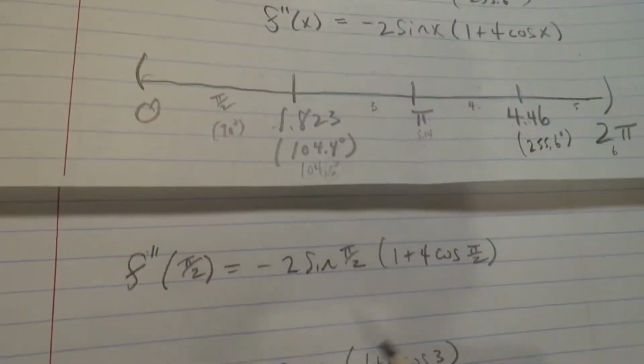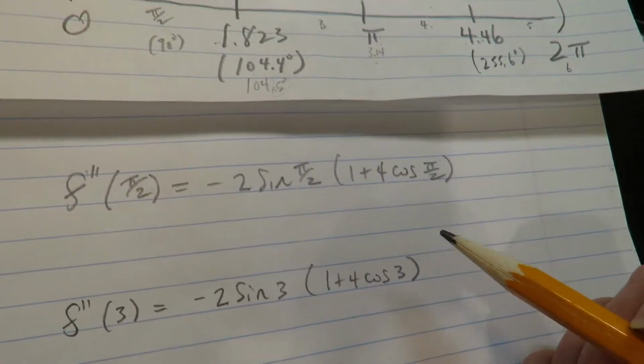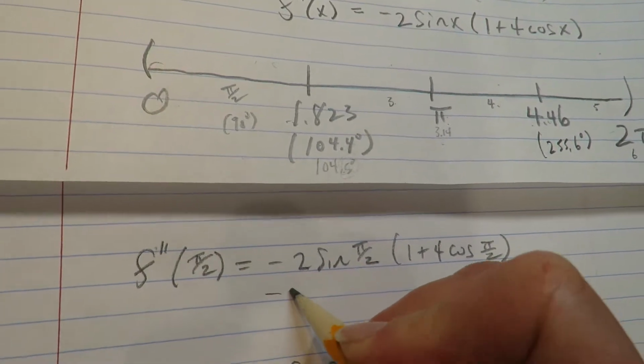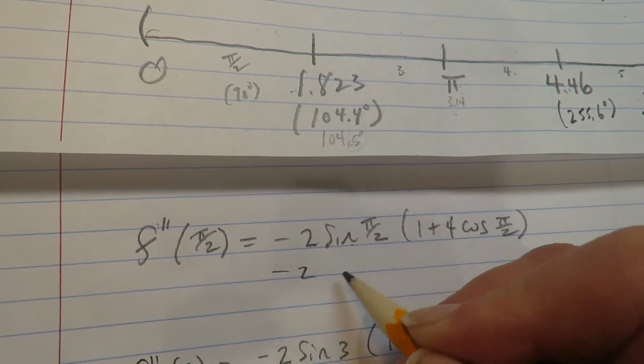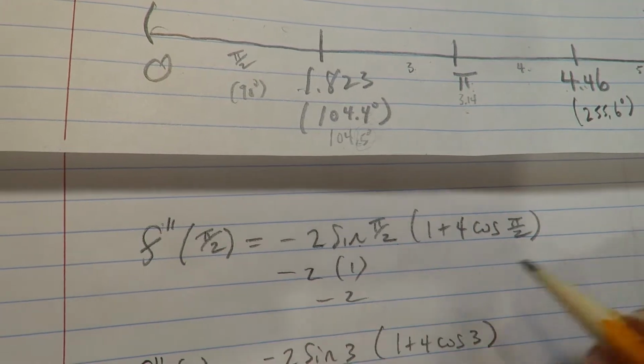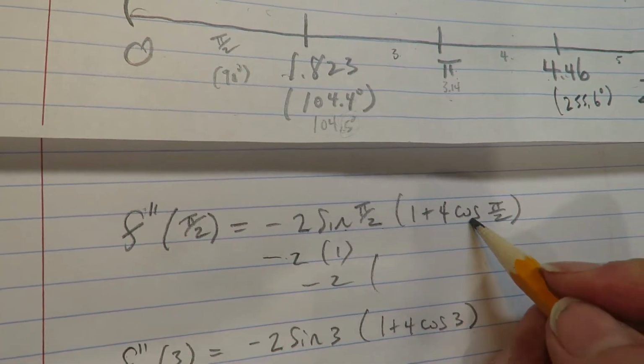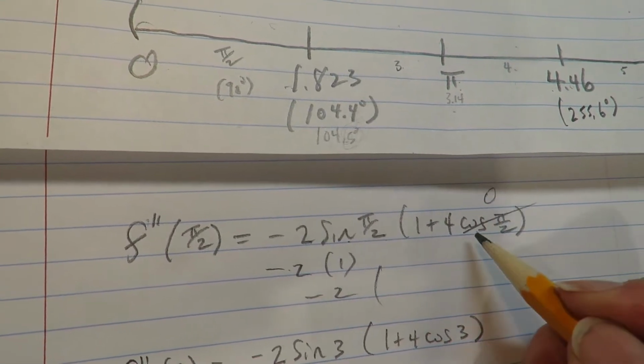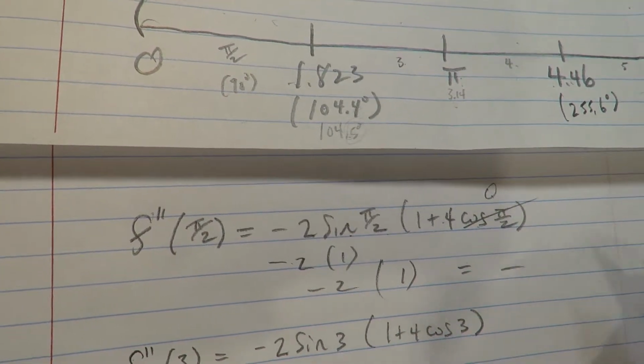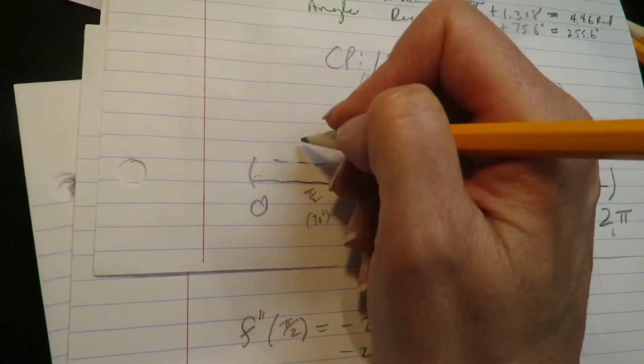I'm going to plug it into the second derivative. And let's see how this goes. So sine of pi over 2 is 1. So this is negative 2 times cosine of pi over 2, which is 0. So it's 4 times 0 plus 1. Okay, so this first value is negative.